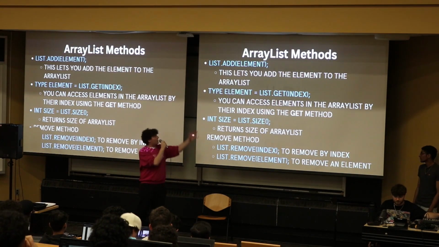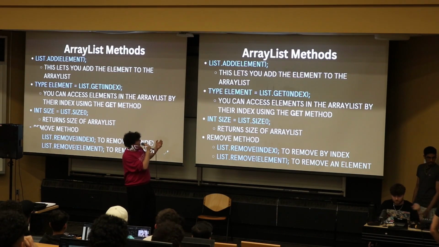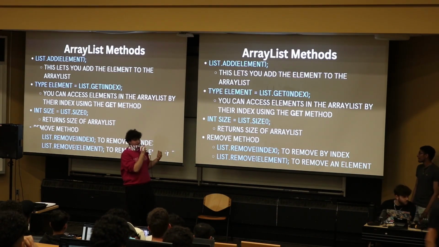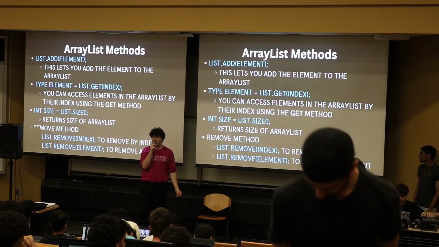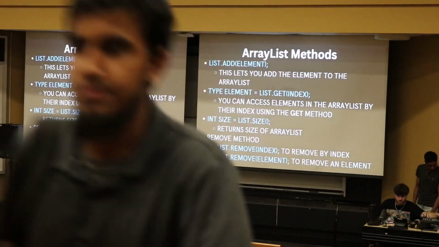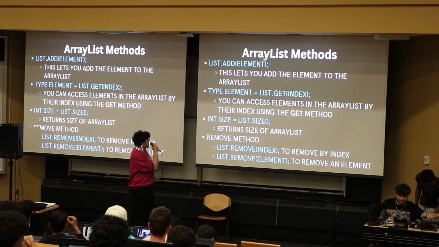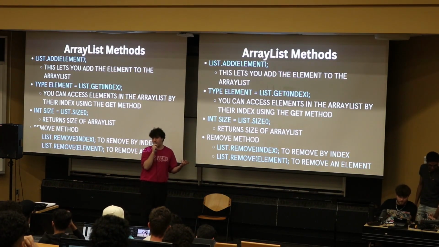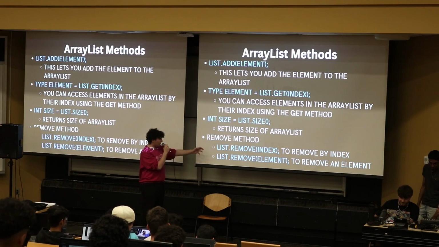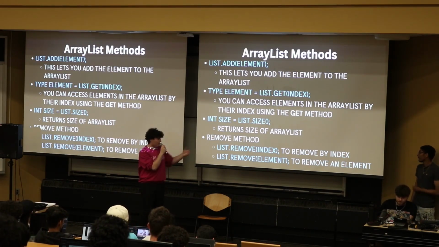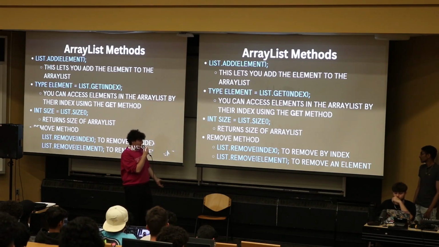All right, so list.addElement. This is how we can add an element to the array list if we want to. Type element equals list.getAtIndex. You can access the array list by its indices by using the get method. So let's say we have an array list of integers. If I want to know which integer is at the 7th index, I do int x equals list.get(7). Boom, got that integer. Int size equals list.size. Pretty self-explanatory. And for the remove method, there's two ways. If you want to remove by index, you do list.remove and put the index as a parameter. Or if you want to remove a specific element, you do list.remove and put the element as a parameter. That's removed by the element.